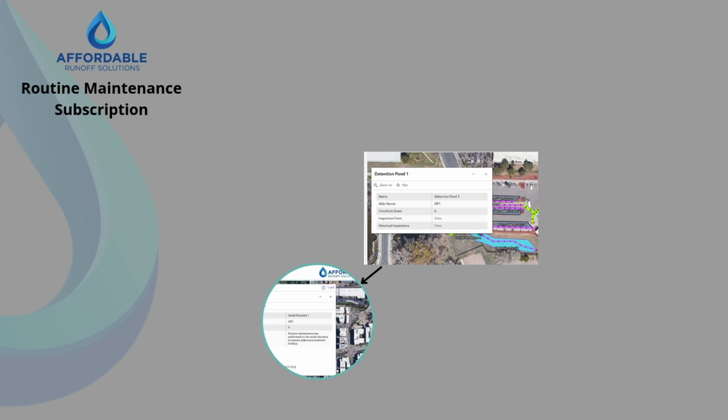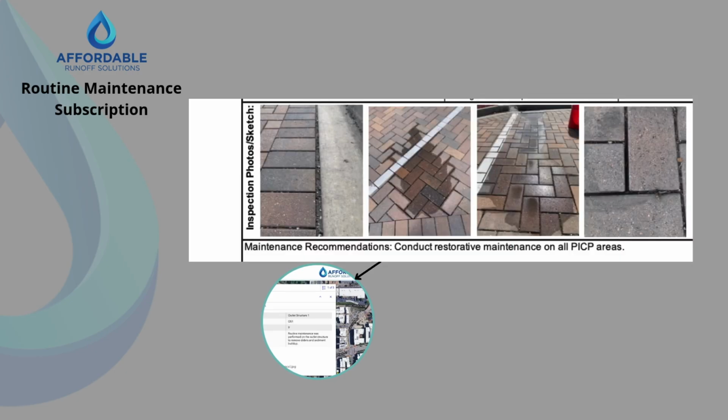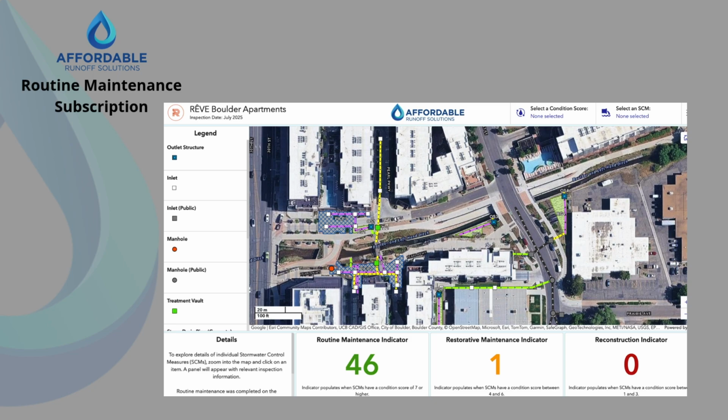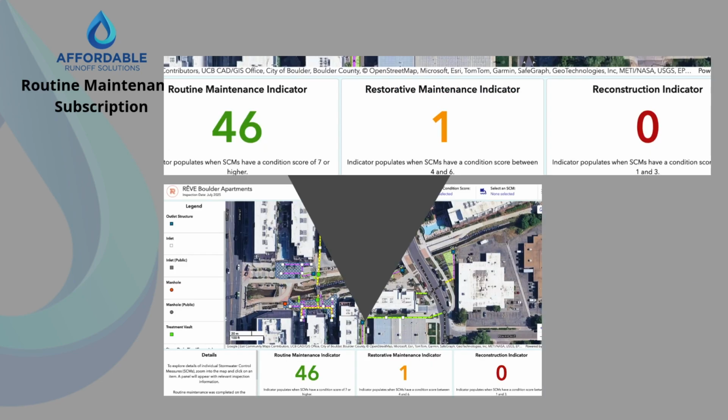Our biannual routine inspection and maintenance reports include functionality testing results, observations, photos, and a condition score. The condition scores for each of the site's assets are compiled into maintenance indicators in the site dashboard. Maintenance indicators allow you to understand which assets need more extensive restoration so you can budget and prioritize site work and avoid flooding, noncompliance, and costly reconstruction.